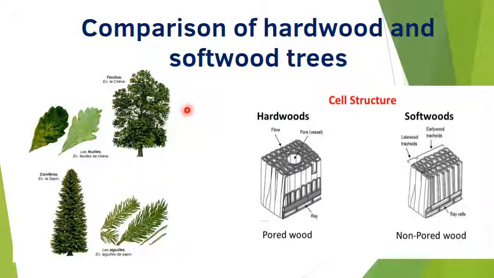Comparison between hardwood and softwood, we can differentiate in terms of the tree. This is the hardwood tree with the broad leaf, and this is the softwood tree with a narrow leaf. In terms of the cell structure, hardwood has pore vessels, but not softwood.